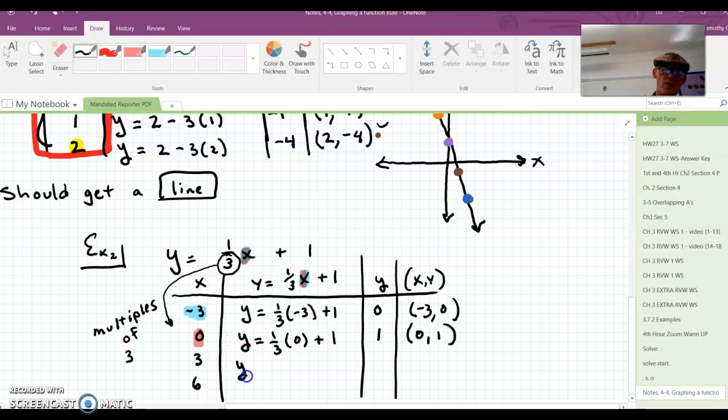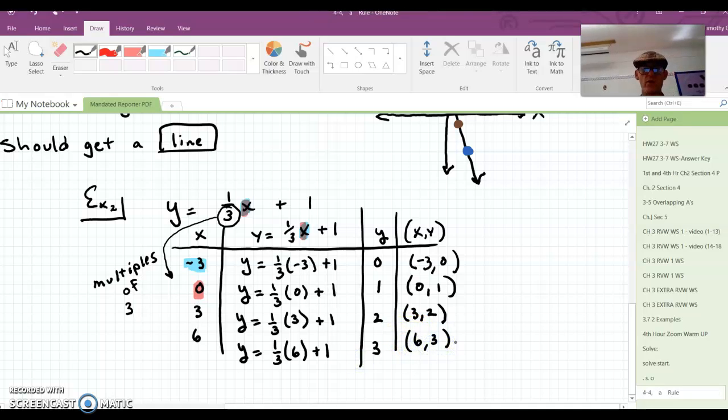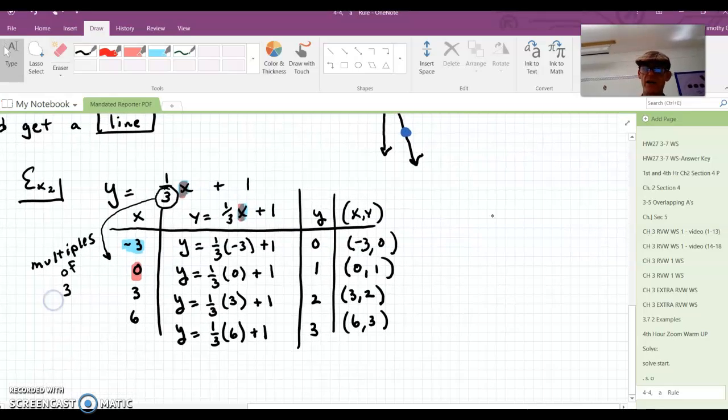And the next ordered pair is y equals 1/3 times 3 plus 1. Now 1/3 times 3 is 1, plus 1 is 2. So this ordered pair is 3, 2. And then the last ordered pair is y equals 1/3 times 6 plus 1, which is 3. And so that ordered pair is 6, 3. So when we graph these, we get a line again. You're always going to get a line.